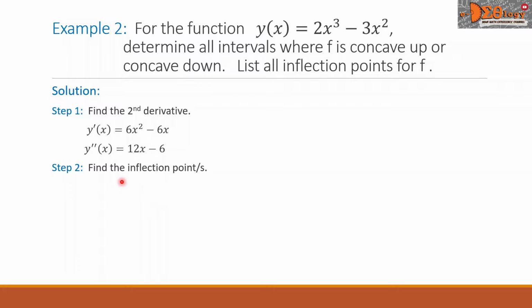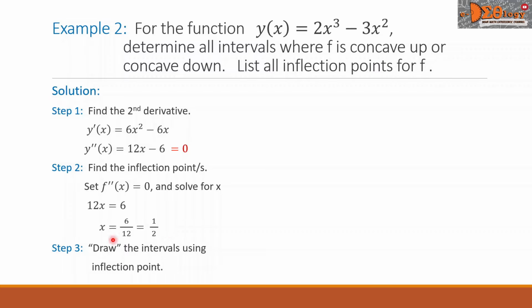Step 2, let us find the inflection point or points. We set the second derivative equals 0 and solve for x. So this 12x minus 6 equals 0. Let us now solve for x. The negative 6 we transpose to the right. So we have 12x equals positive 6. Then x is equal to 6 over 12, which is simplified into 1/2. We have one inflection point at x equals 1/2.